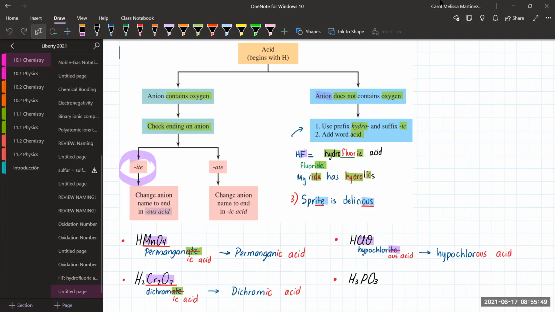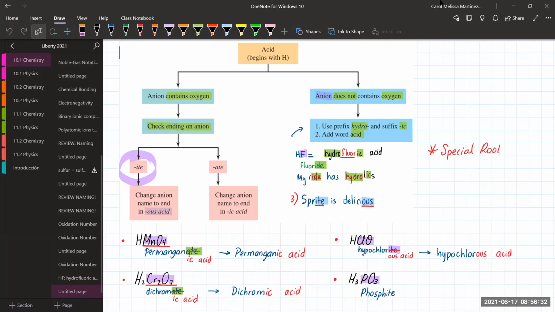What is this anion's name? Phosphite. But here you need to be careful because phosphorus and sulfur are the elements that have special roots in acids. Remember this, okay? So let's see. What are the special roots for acids? We have other special roots, but for acids it's quite different. So for acid, we have these special roots.